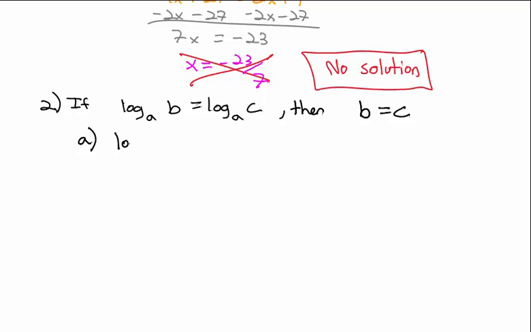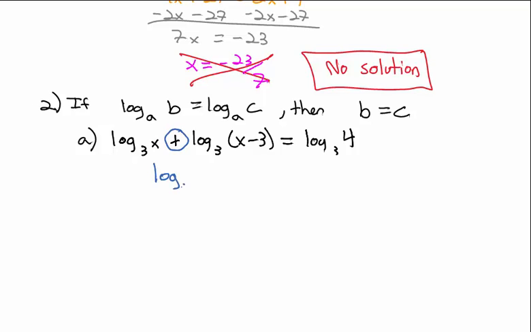So if we have log base 3 of x equals log, oops, helps if I copy the right problem. How about, let's try this. Log base 3 of x plus log base 3 of x minus 3 equals log base 3 of 4. Again, addition tells us that we need to write this as a single log that's multiplied together. So log base 3 of x times x minus 3 equals log base 3 of 4.